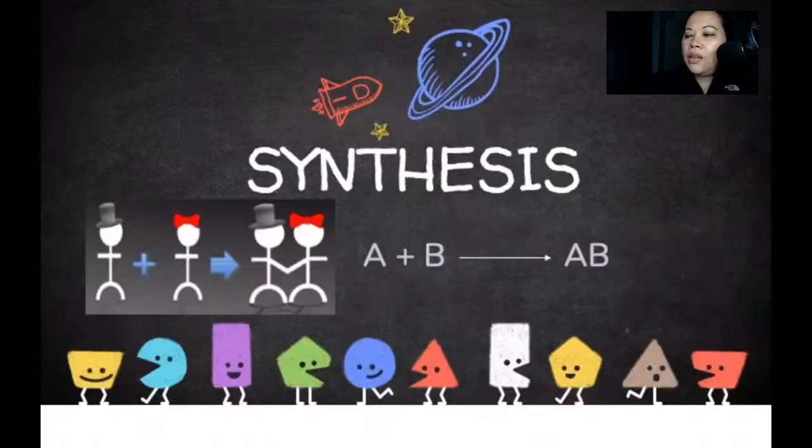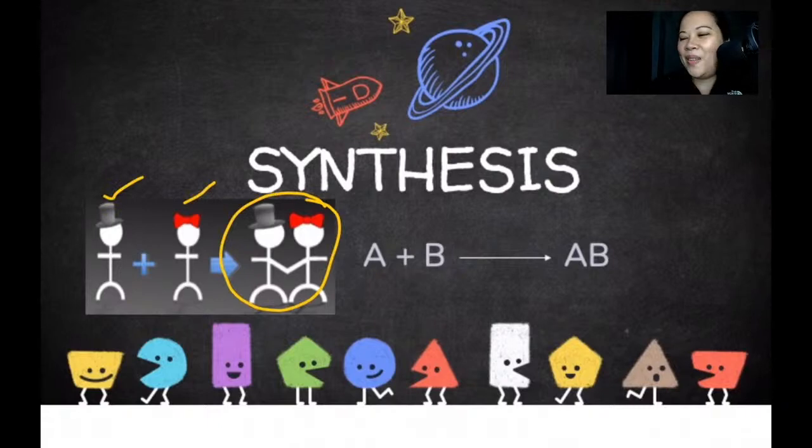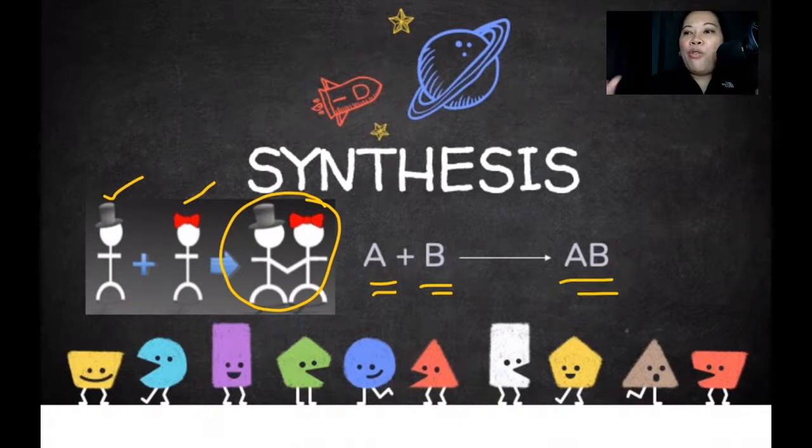So what is synthesis? Synthesis is actually getting together, okay? That is how you will remember it. Synthesis means getting together. So if you would see the picture, the boy and the girl get together and become one. Okay, so synthesis means that it is 2 or more compounds forming a new one compound only, forming together or getting together. So again, synthesis means together. Okay, so 2 or more forming only one as a product.